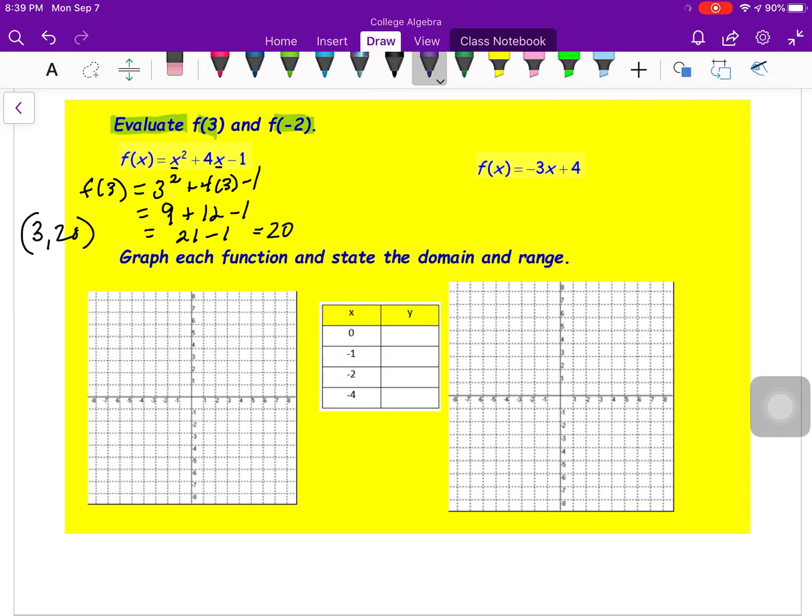It also said to do f of negative 2. So it would be a negative 2 squared plus 4 times a negative 2 minus 1. That is 4 minus 8 minus 1. Negative 4 minus 1. Negative 5. So in this case, when x is negative 2, y is negative 5.